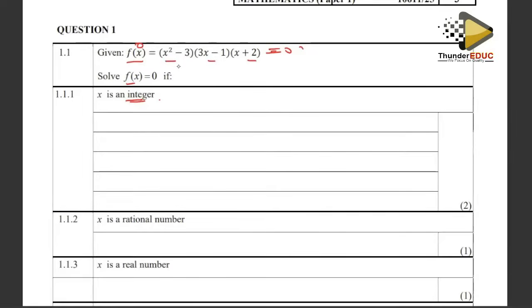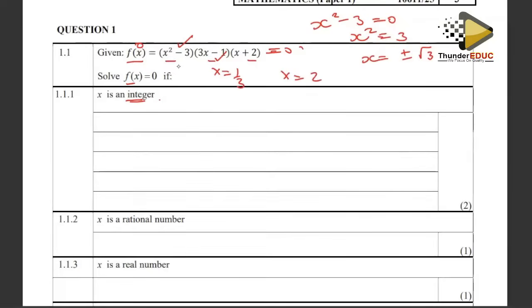answers we're getting. Okay, before we even get into the integer part, let's try to solve this. If we equate it to 0, we're going to have x squared minus 3 equal to 0. x squared is 3, and then find the square roots on both sides, meaning that we're going to have plus or minus square root of 3. That's for the first bracket. With the second bracket, x is going to be a third, and with the third bracket, x is going to be negative 2.